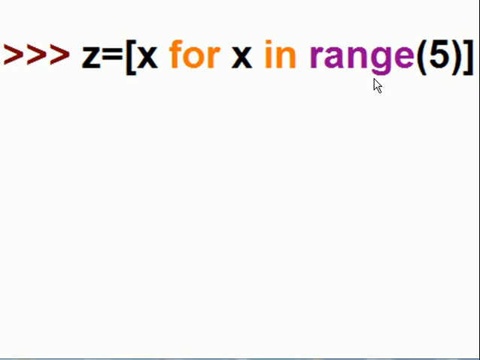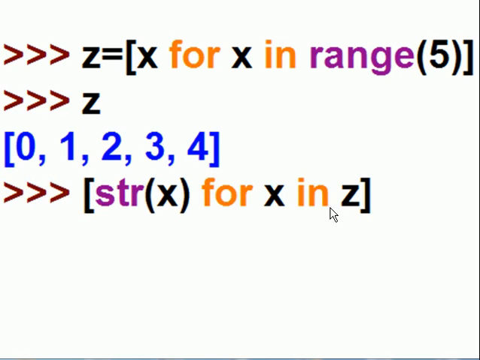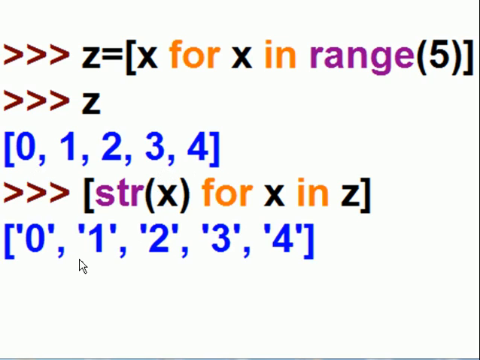Now for every X in the range 5, that's 0, 1, 2, 3, 4, show me X. Ooh, don't show it to me, assign it to Z. And then I can type Z, hit enter, and 0, 1, 2, 3, 4. For every X in Z, show me the string version of X. So I'll see all of this with single quotes on them. And I do. There they are.